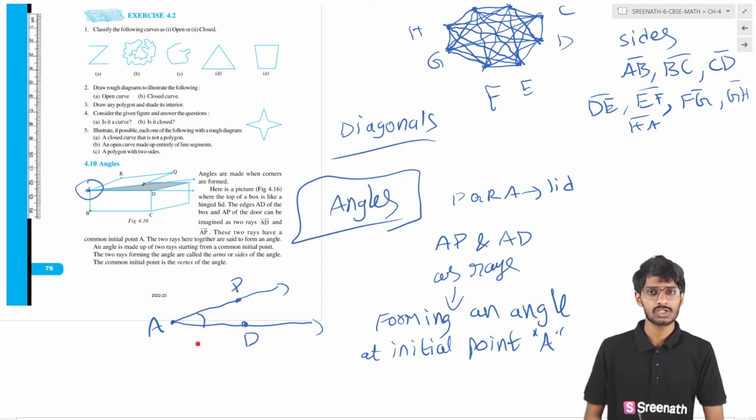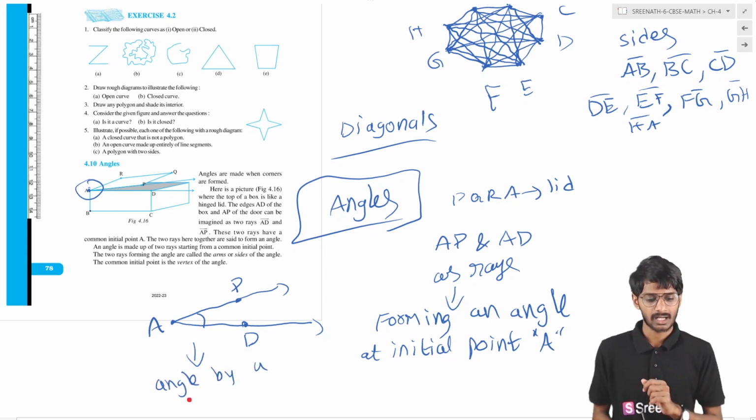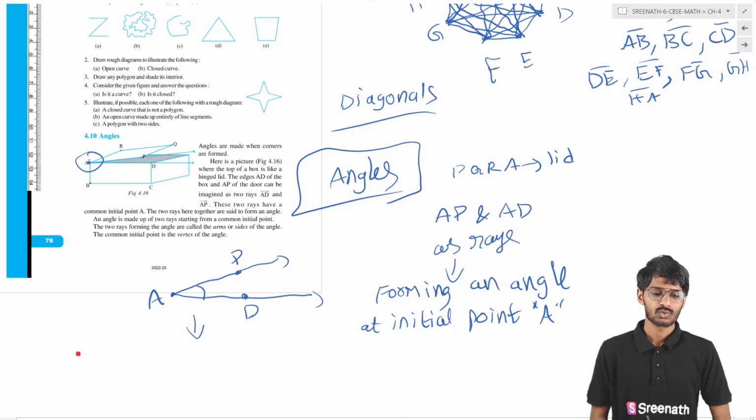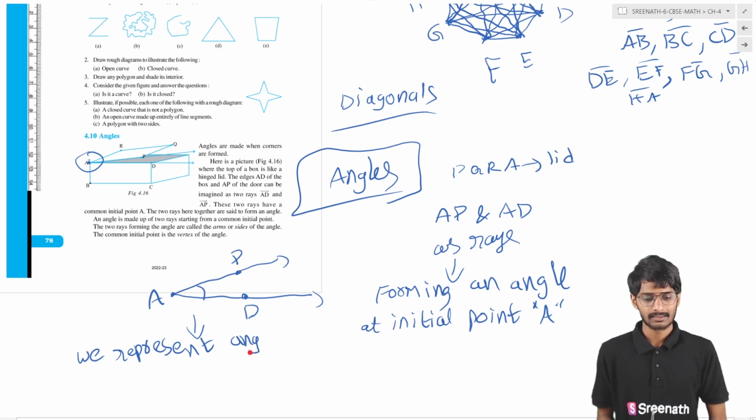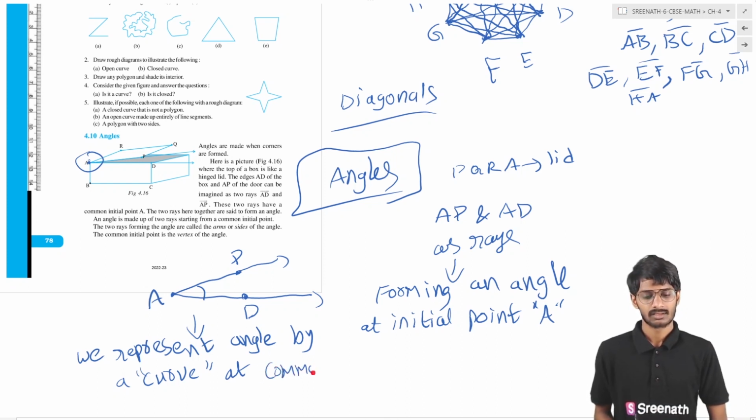So the angle between these two rays, it is subtending some angle at this point between these two rays. So we call it the angle. We represent angle by a curve at the initial or common point. Okay, students. So this is the angle.